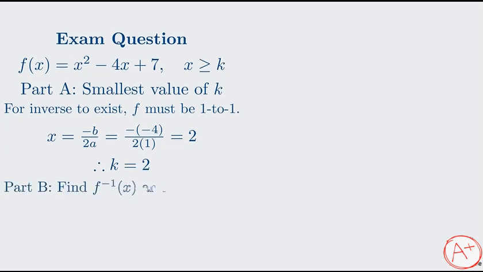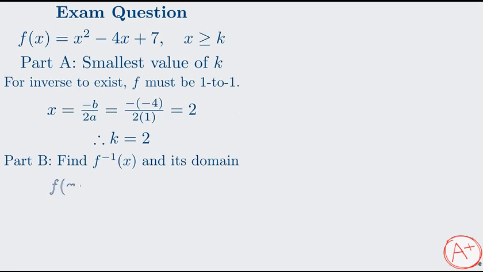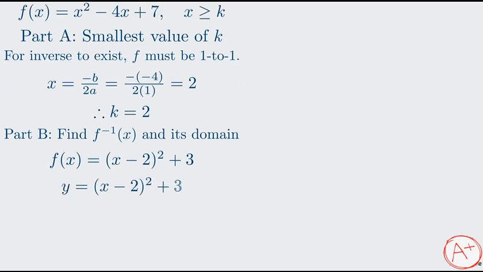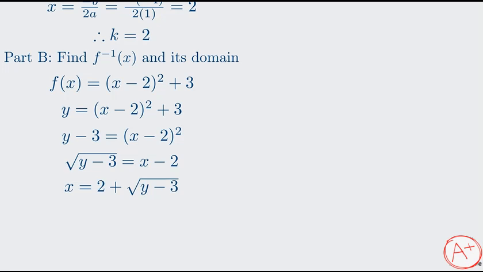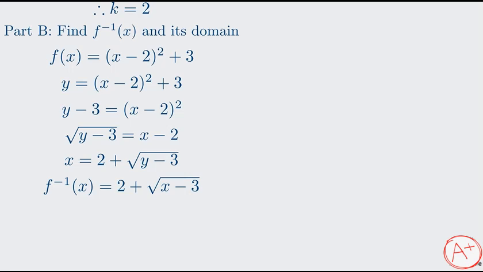Part B. For this value of k, find an expression for f inverse of x and state its domain. First, we complete the square. f of x equals (x minus 2) all squared, plus 3. Set y equal to this expression and rearrange for x. Subtract 3 from both sides, then take the square root. We then add 2 to isolate x. We use the positive root because x is greater than or equal to 2. Thus, f inverse of x equals 2 plus the square root of x minus 3.